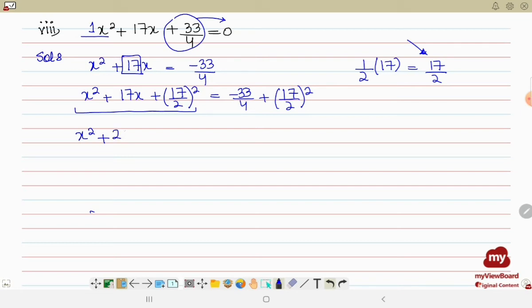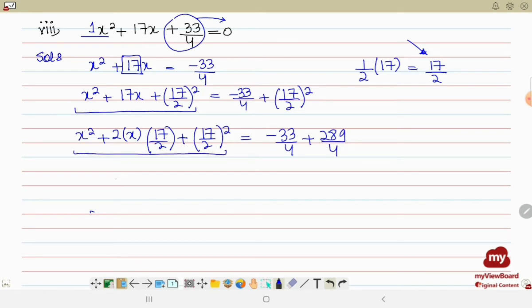So you can easily close it: x and 17 by 2, and then 17 by 2 whole square. And on the right hand side, you just open up these squares to get 89 by 4. So our square is being completed. Let's close this algebraic identity. This sign will decide that it will be the first algebraic identity, and these two are the terms of a and b. And on the right hand side these are two terms.